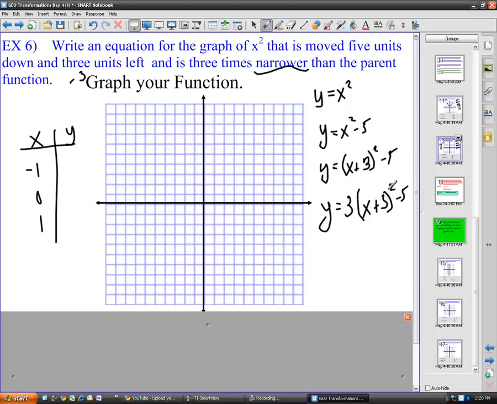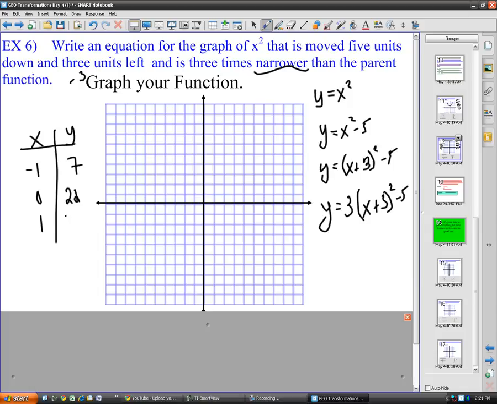If I put 0 in, I get 9 times 3, which is 27, minus 5, which is 22. That's not good. And if I put 1 in, well, I get 1 plus 3, which is 4. 4 squared is 16, times 3 is 48. And then I subtract 5 from that, and I end up with 43. Well, that's not good. I need to go the other way. I need to go into the -2, -3 to get the rest of my graph.